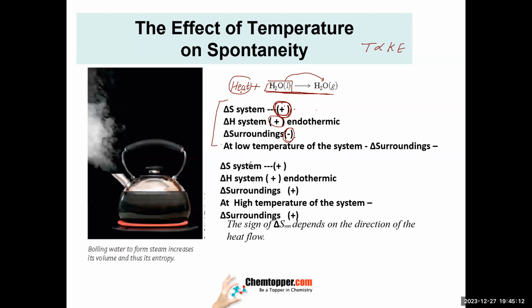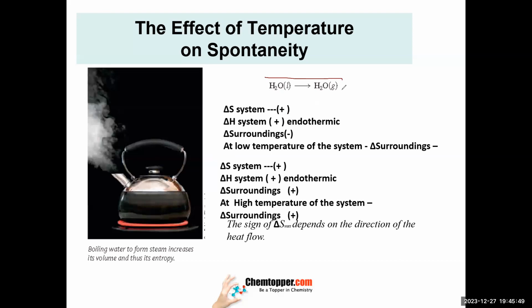Okay, now let's say entropy of the system is increasing and delta H of the system is also increasing, that's endothermic. Delta H of the surroundings, okay, I have to change this. I think I have to revert it. Okay, so please, I'm going to do some correction. Pay attention to the correction.